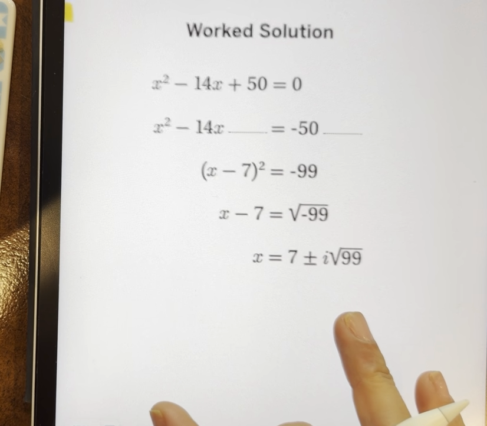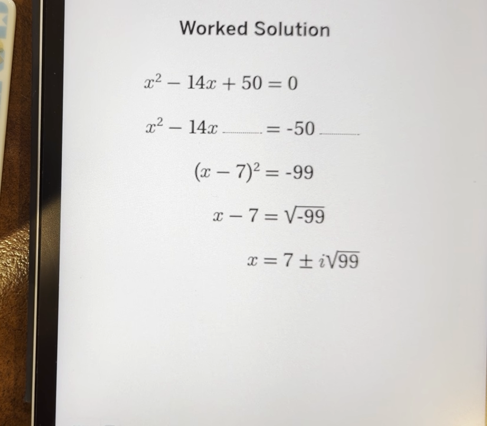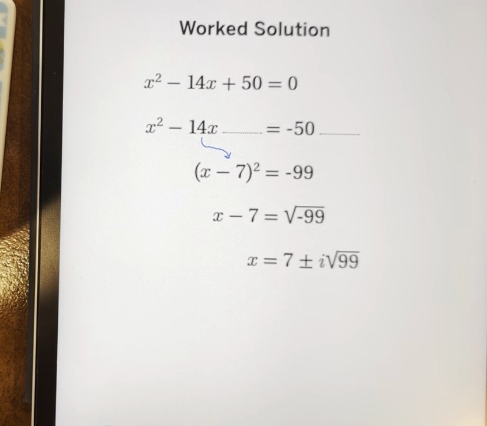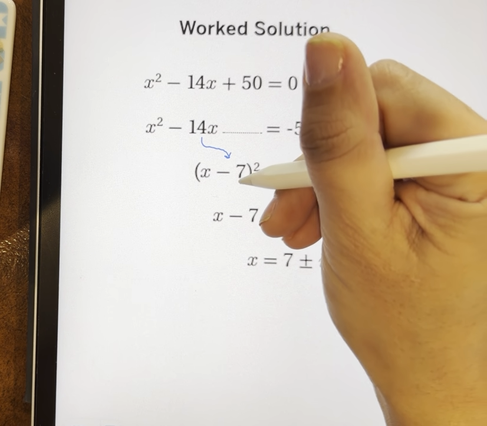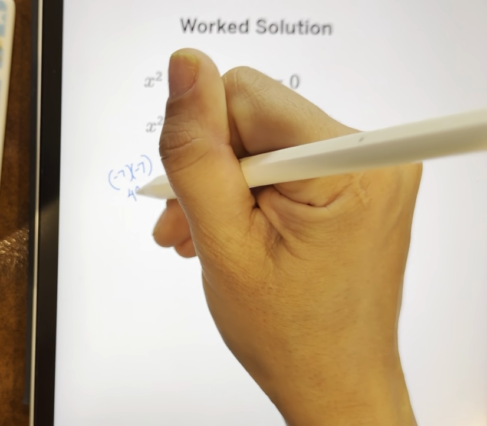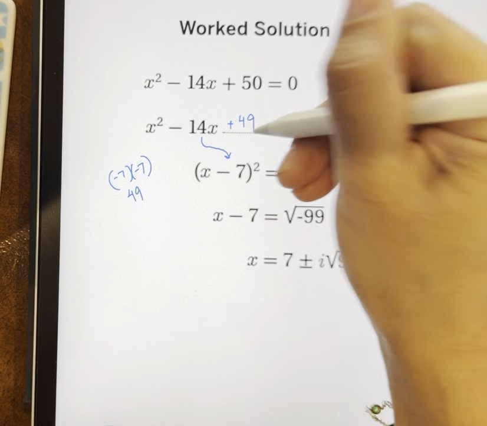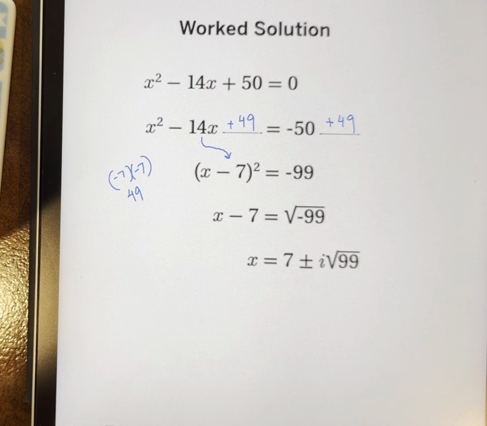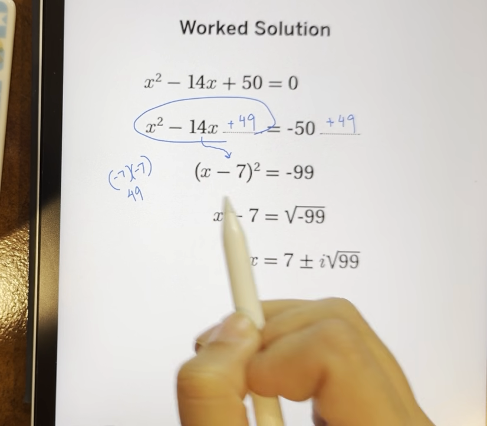Let's go look here. Here they tried to complete the square. That's cool. So they divided the negative 14 by 2, and they got negative 7. That's great. Then they would have needed to square it, right? They need to multiply the negative 7 by itself to get positive 49 and add it right here. And then also add it right here. That's what they should have done.